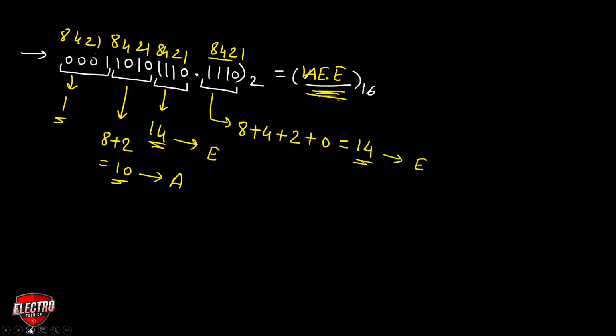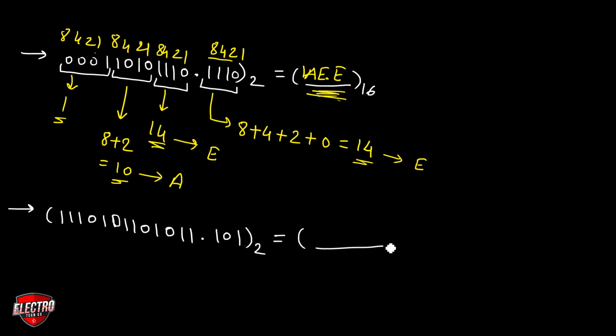I will provide one more example to you, and you have to convert the given binary number into hexadecimal number, and the question is 11101111.101 in binary number, and you have to calculate its equivalent hexadecimal number.